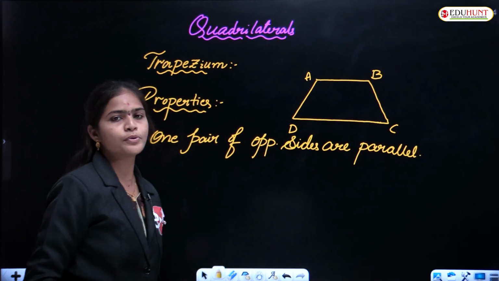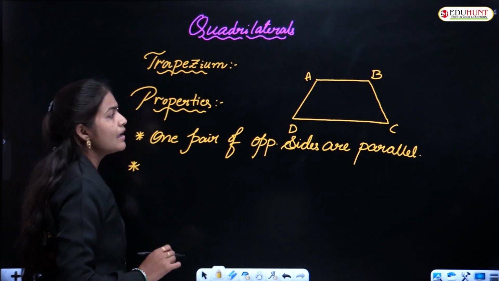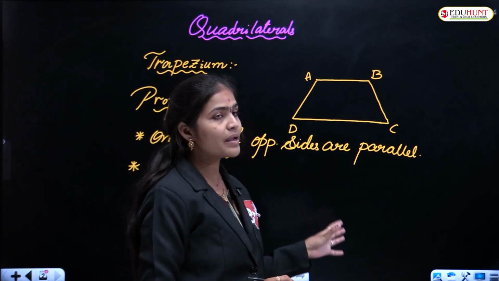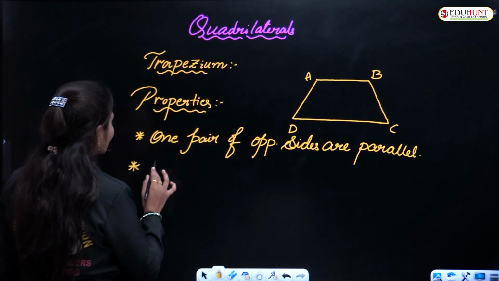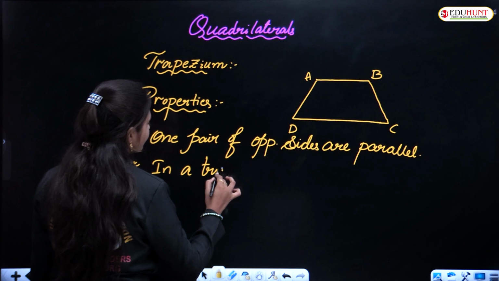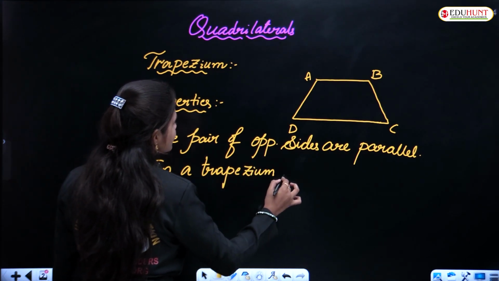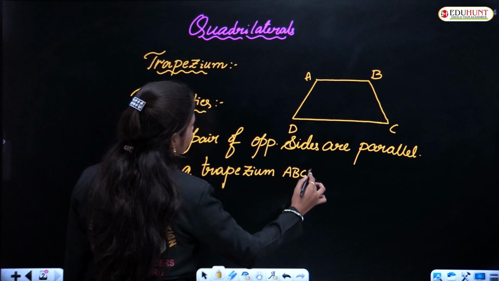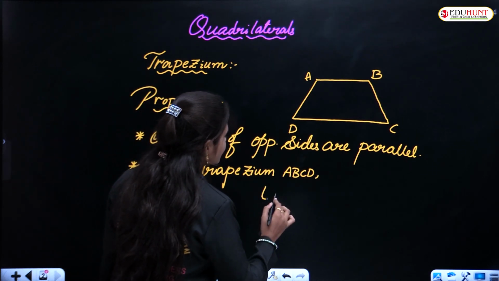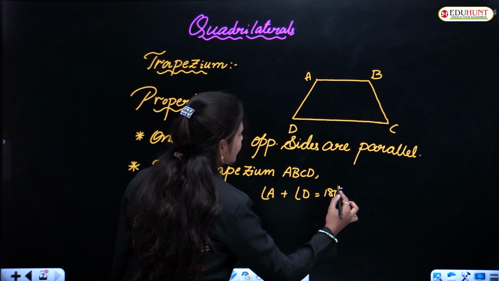One pair of opposite sides are parallel. What does that second property mean? In a trapezium ABCD, angle A plus angle D is equal to 180 degrees.